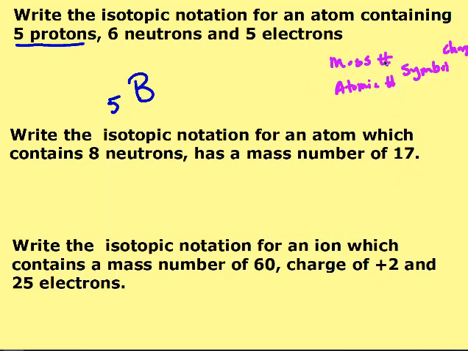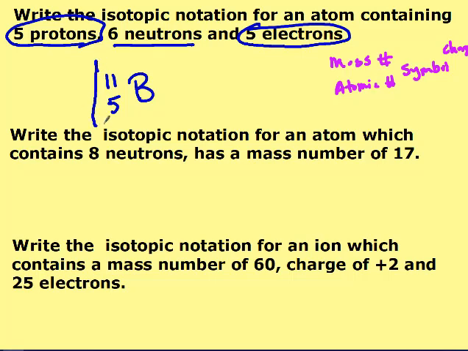Then I say, well, mass is protons plus neutrons, so it must have a mass of 11. And then I look at my protons and my electrons. I see that they're equal, and therefore there's no charge. So I'm just going to leave that blank. I don't write a 0, I just leave it blank. So that would be my isotopic notation or chemical configuration. So go ahead and pause the video and try the next one on your own. Restart when you finish this second one.